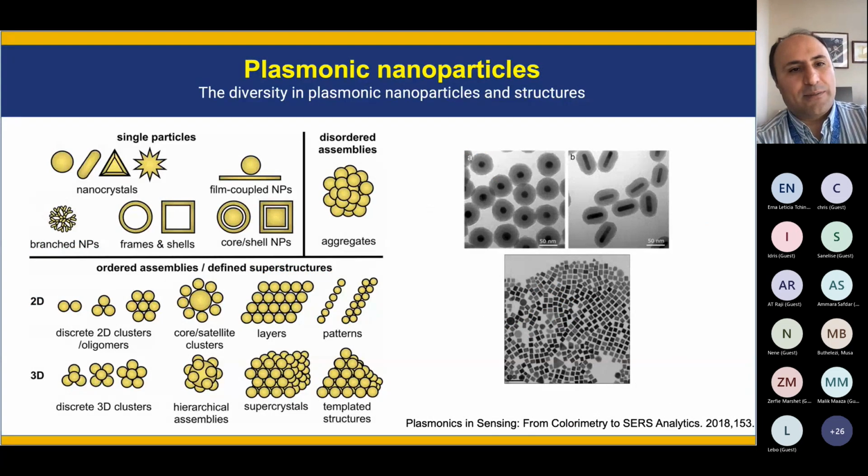And with this, I'm going to talk about the diverse options that we have in the field of plasmonic nanoparticles, and specifically gold nanoparticles. And here you can see that there is diversity in plasmonic nanoparticles. We can make them spherical, rod shaped, star shaped. We can make assemblies like aggregates, two-dimensional, three-dimensional. There are lots of options, and every kind of nanoparticle has specific advantages and disadvantages that should be discussed in another talk.